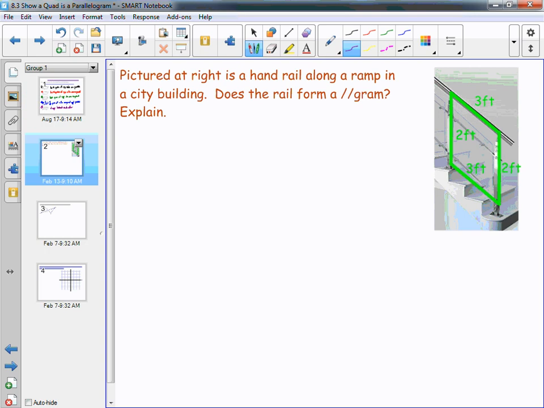So we have here a picture of a handrail from a city building. I've highlighted the pieces of the rail. The question is, does this rail form a parallelogram? Yes, it does form a parallelogram because our top and bottom are both 3 feet, so they are congruent. Our left side and our right side are both 2 feet. They are congruent. So yes, it is a parallelogram, and it is because of option number 2. Both pairs of opposite sides are congruent.